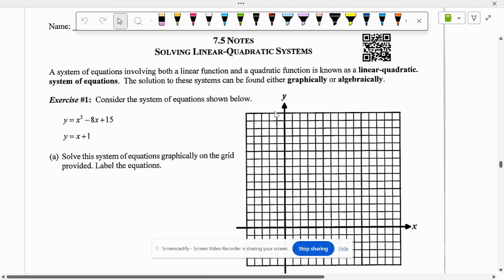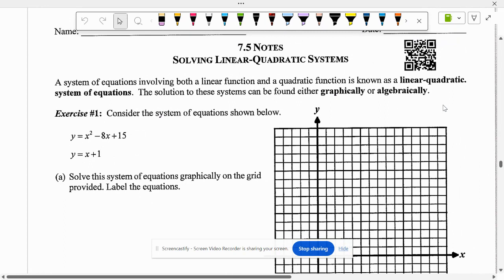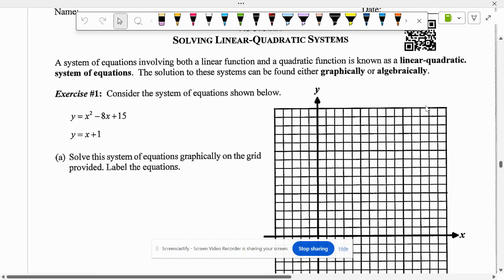So a system of equations involving both a linear function and a quadratic function is known as a linear quadratic system. You may see a linear quadratic system on your EOC, or even a linear exponential or a quadratic exponential system. When you get something like that, you're going to solve it graphically, okay?